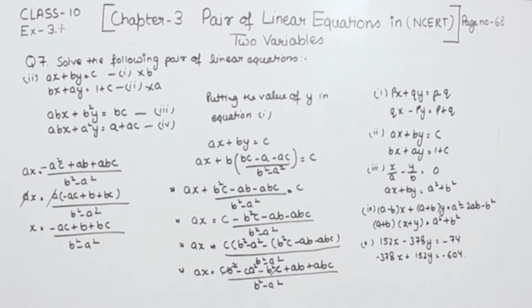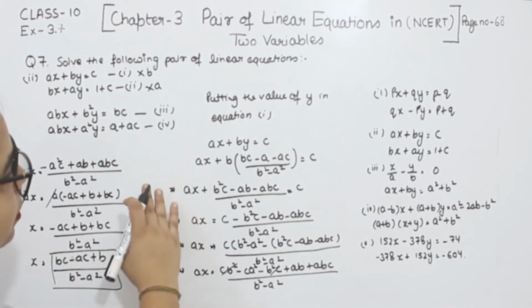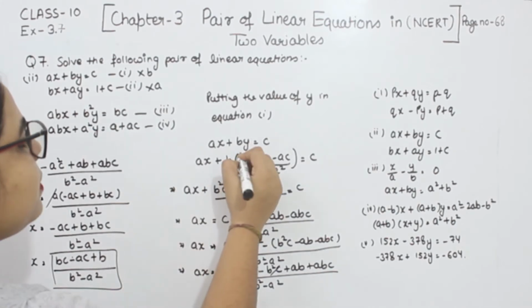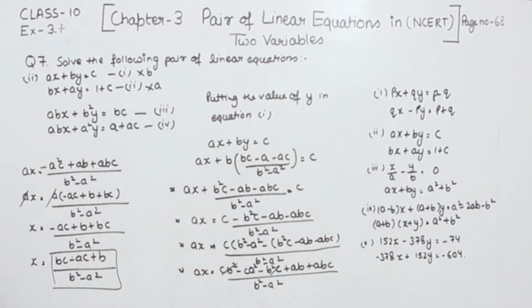Now I'm going to write this properly. So x is equal to bc minus ac plus b divided by b square minus a square. This is the value of x here, and this is the value of y here. So this is part 2.